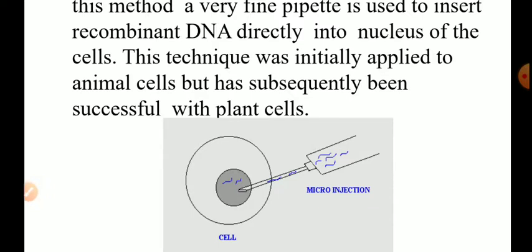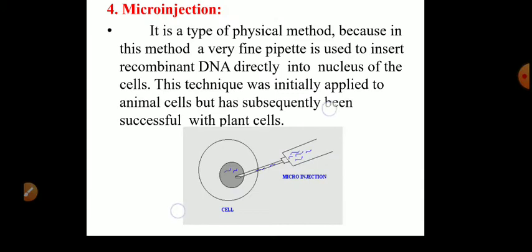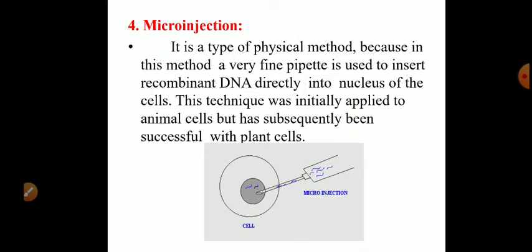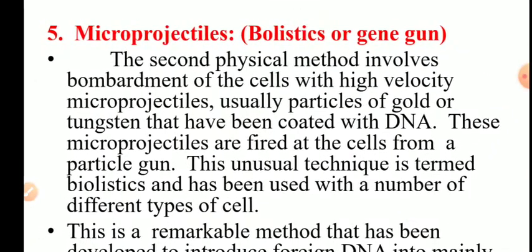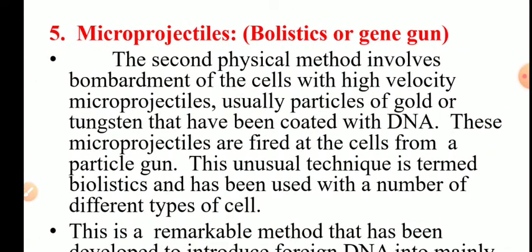This technique was initially applied to animal cells, but now it is successfully used even in plants. So in eukaryotes, especially animals, the microinjection technique was used, where the recombinant DNA is directly injected inside the nucleus of the host with the help of a fine pipette. It was basically used for animals, and is now widely used for plants also.